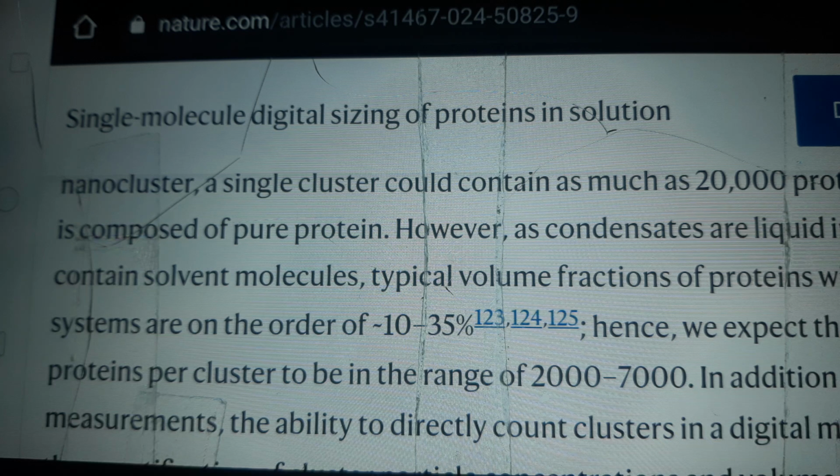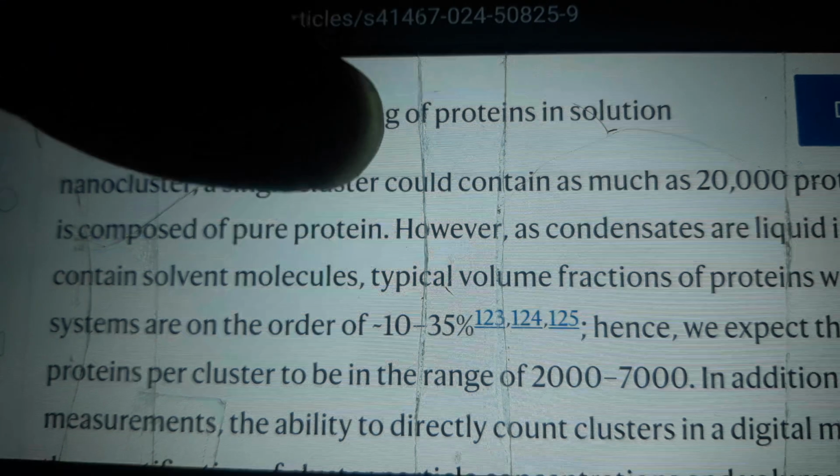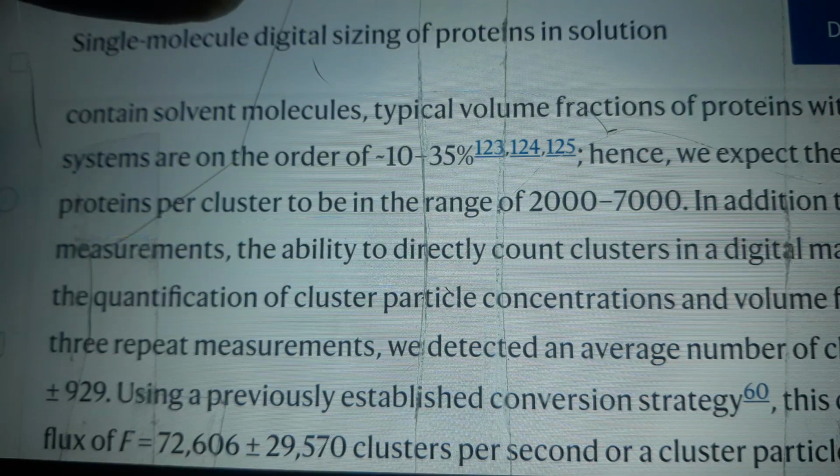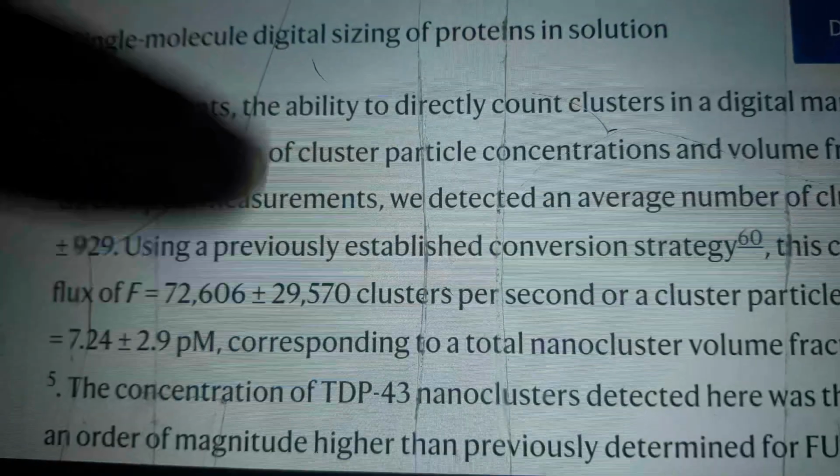However, as condensates are liquid in nature and contain solvent molecules, typical volume fractions of proteins within condensate systems are on the order of 10 to 35%. Hence, we expect the number of proteins per cluster to be in the range of 2,000 to 7,000.